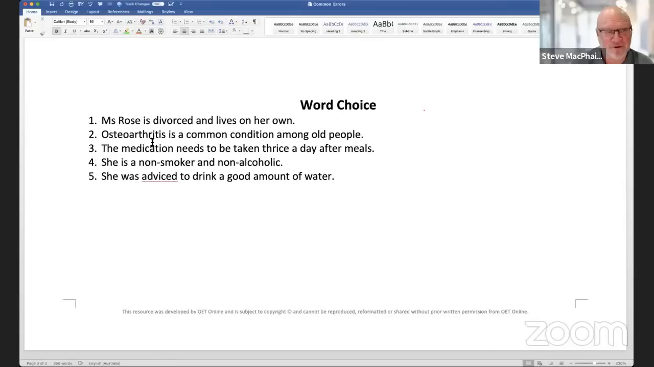While I'm waiting, number 2: osteoarthritis is a common condition among old people. Can you see anything wrong with that one? Number 3: the medication needs to be taken thrice a day after meals. Something's not right. If you know the reason, say why. Number 4: she's a non-smoker and non-alcoholic. Something's wrong. She was advised to drink a good amount of water.